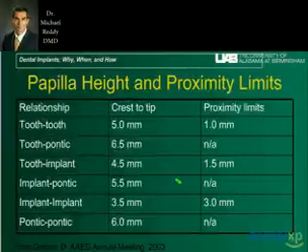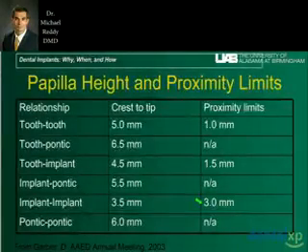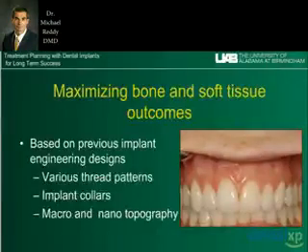And of course, we look at implant to implant. We say that the papilla can only be about 3.5 millimeters high, and the proximal limits are about 3 millimeters apart. But unfortunately, at some points, we need to get implants that are slightly closer together, and that brings in another indication to think about using some smaller implants.